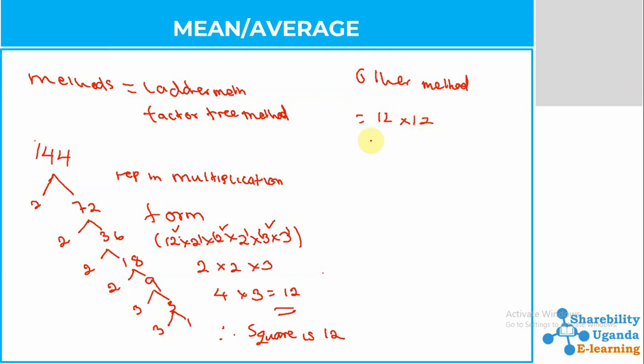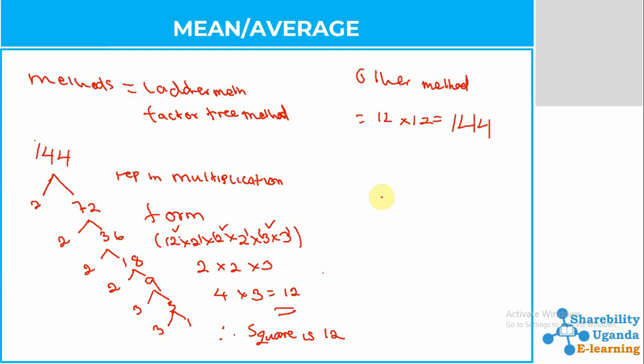So when you multiply this number, we can still come up with our 144. So that is how we can come up with numbers of this kind.